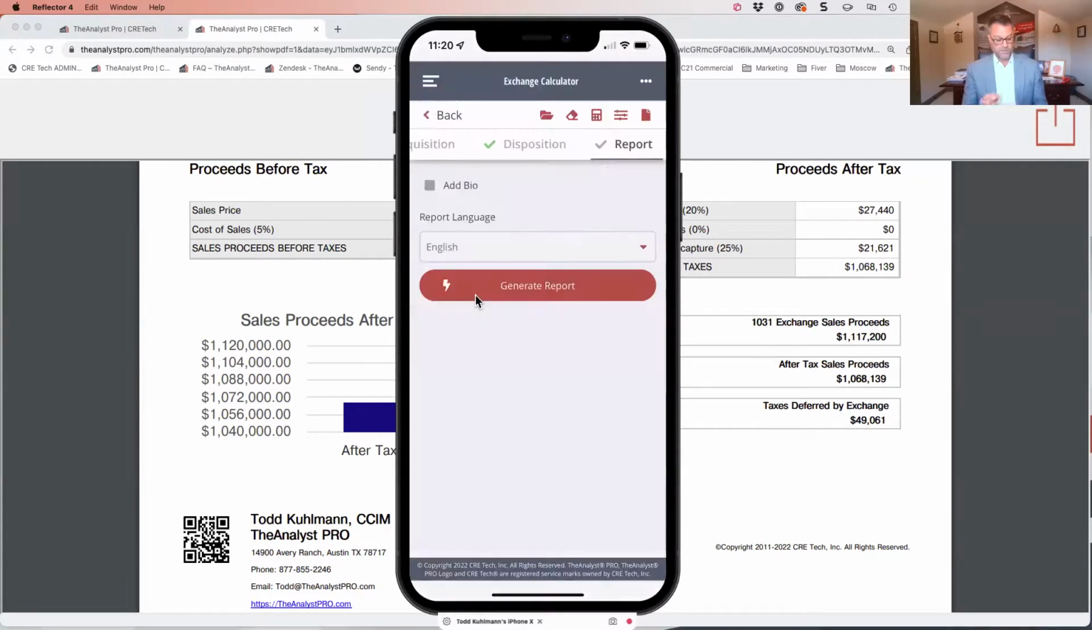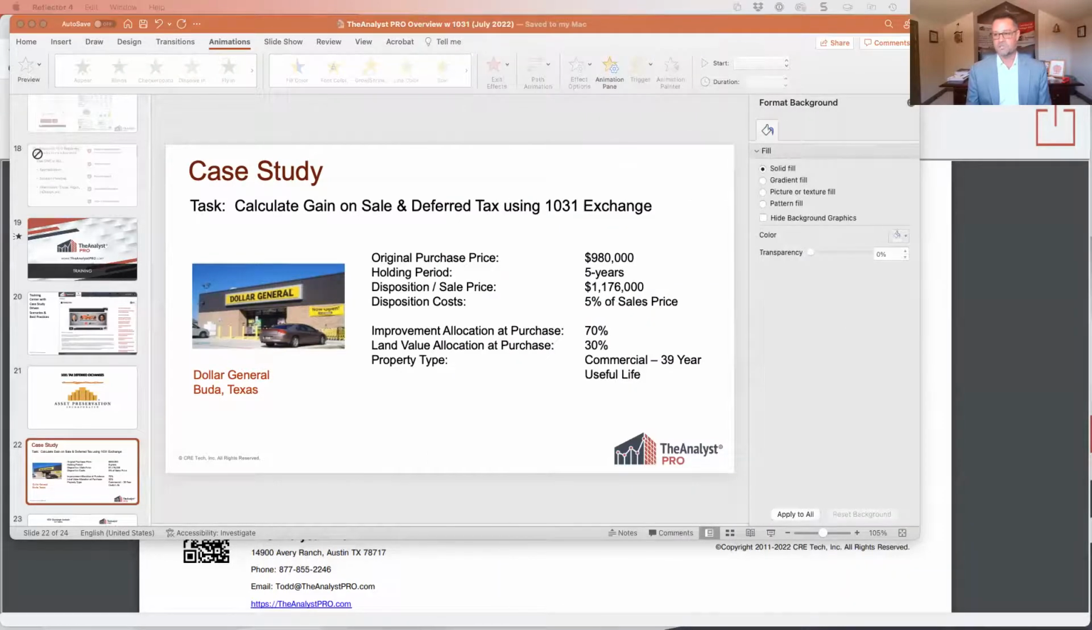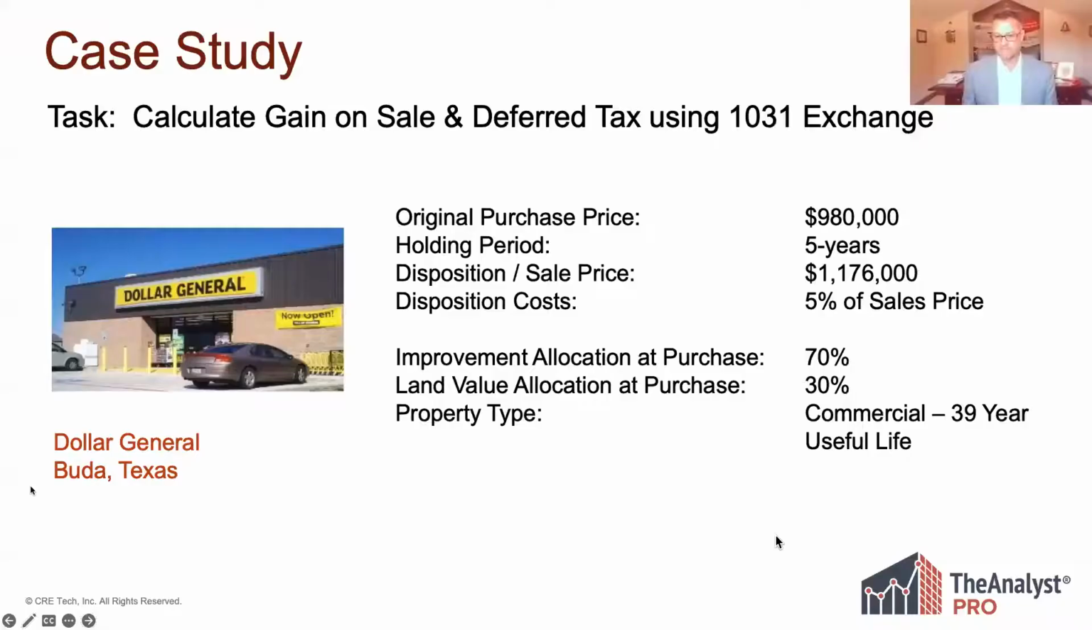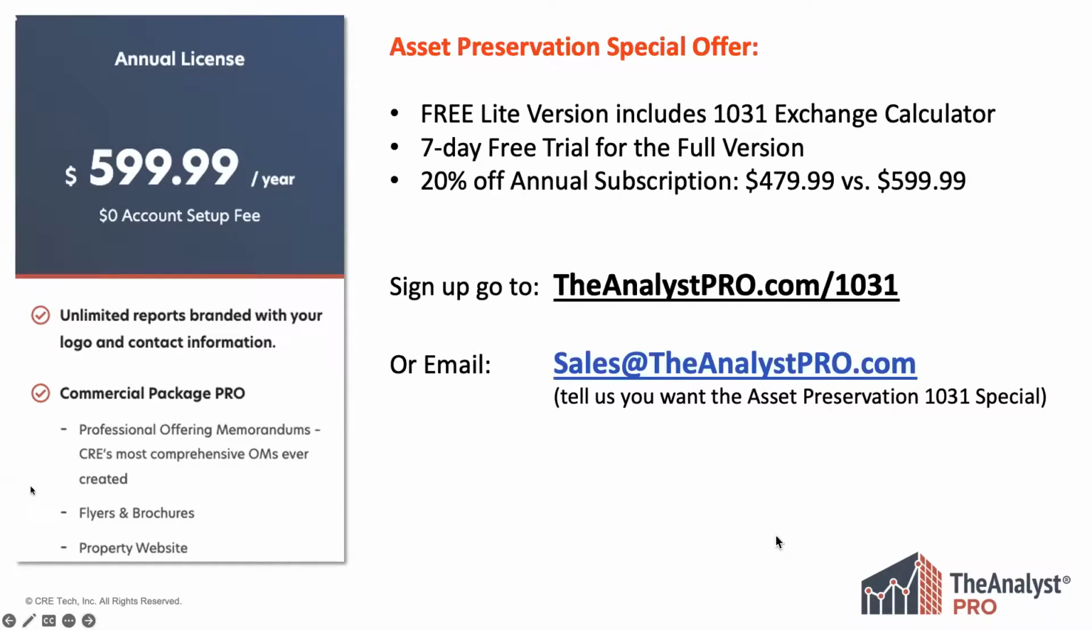So another really cool tool in your tool belt, as I like to say. Let me move my phone out of the way and wrap this up, as I want to show you my very last slide. My last slide basically is our cost. So the Analyst Pro is $599.99 a year. That includes unlimited reports and all the information, all of the offering memorandums, everything. It's based on an individual subscriber license.